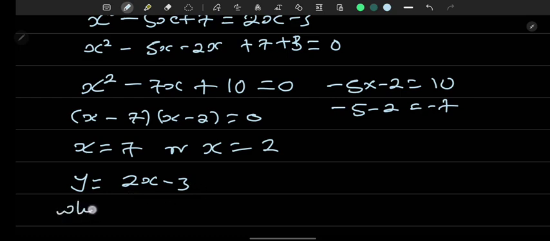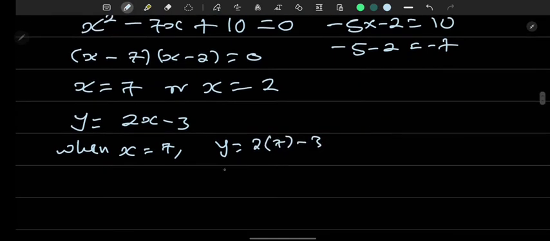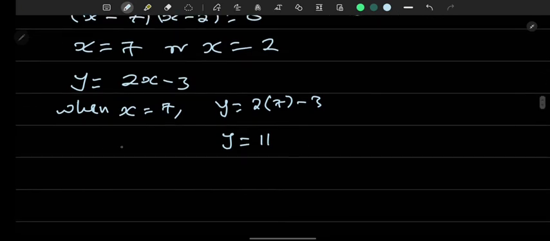So when x is 7, what happens to y? So we have y to be 2 in brackets of 7 minus 3. This is 2 times 7, that's 14. 14 minus 3, that's 11. So the first point we obtain to be 7, 11.